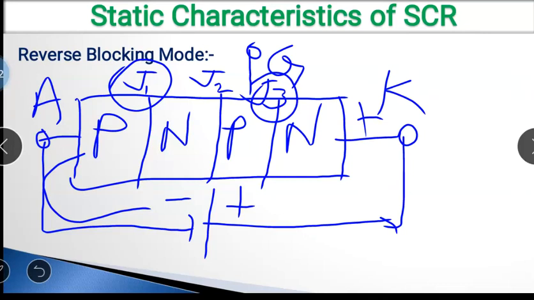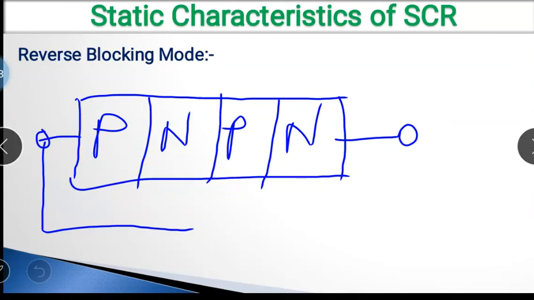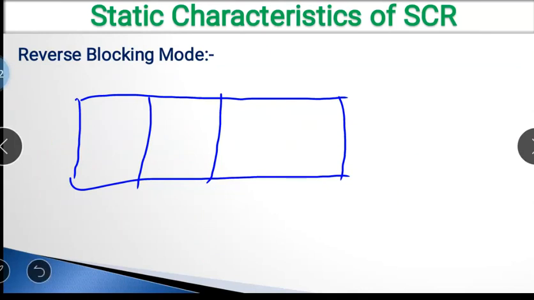So junctions J1 and J3 are in reverse bias, but junction J2 is in forward bias, because its N side is connected to negative and P side is connected to positive. So the junction J2 is in forward bias. Now in this condition what will happen? You can see here how the graph is plotted. In this condition a small leakage current will flow in the reverse direction. Okay, so we will plot the graph in this mode of operation.